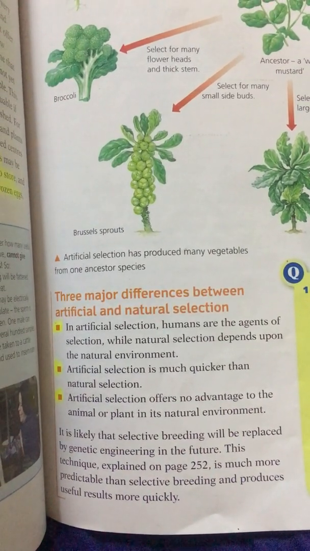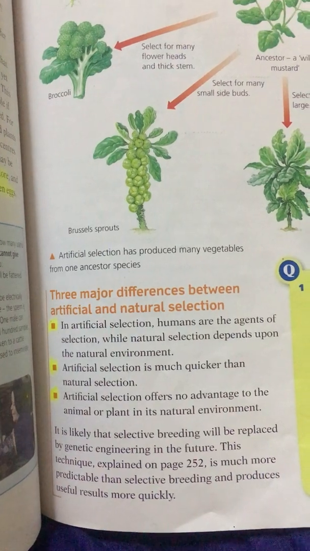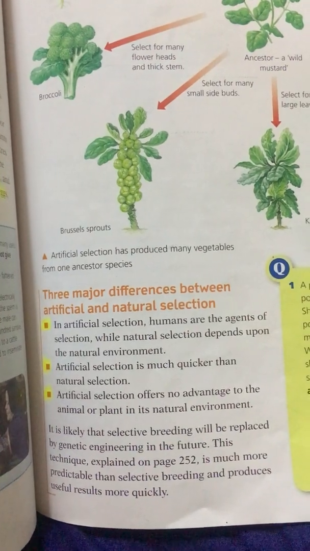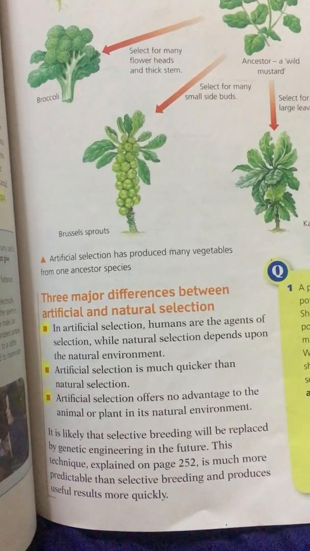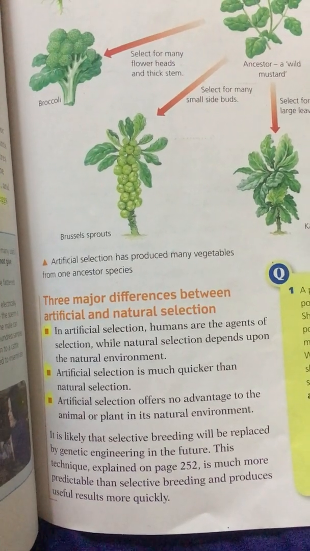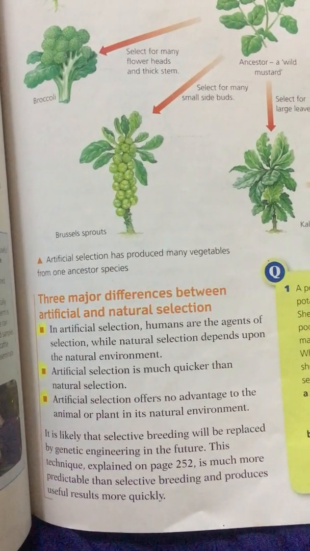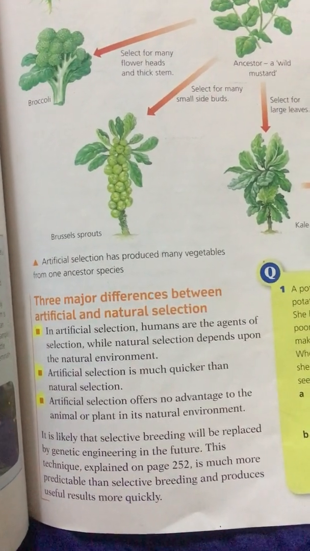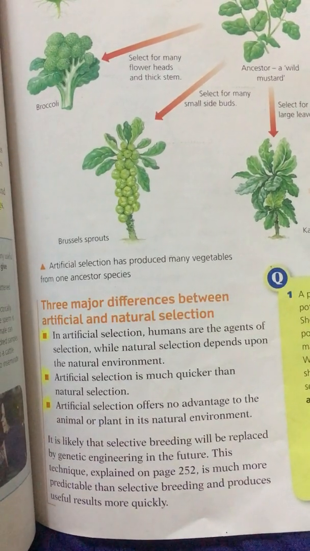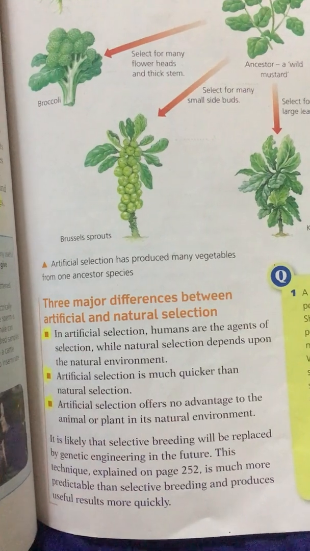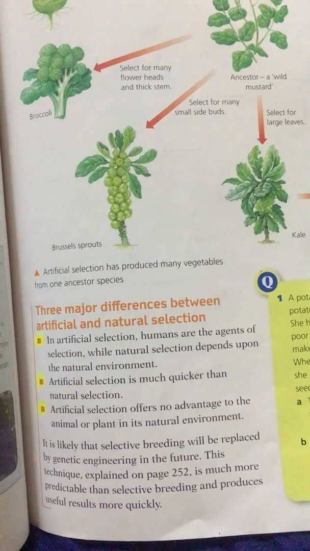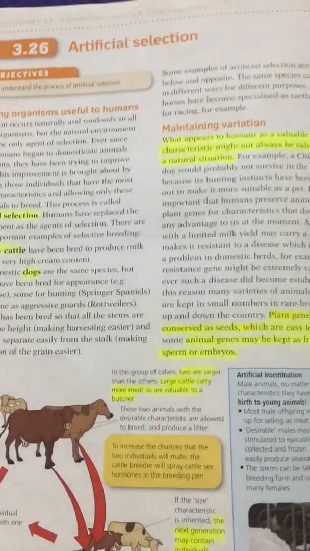Now the third difference is that artificial selection offers no advantage to the animal or plant in its natural environment. So artificial selection offers advantage only to humans, not to the natural environment. It only gives an advantage to humans, to take the best characteristics that humans want. Okay, so those are the main things that you have to know from artificial selection.